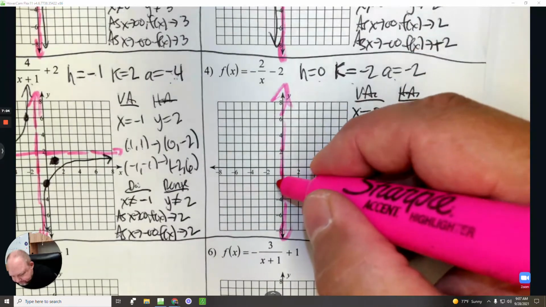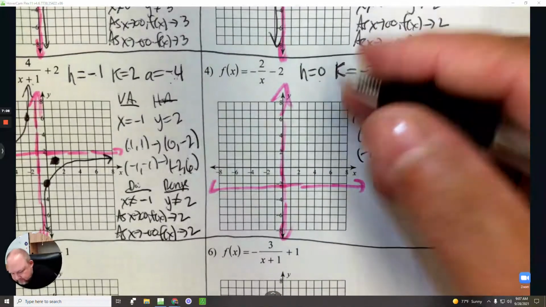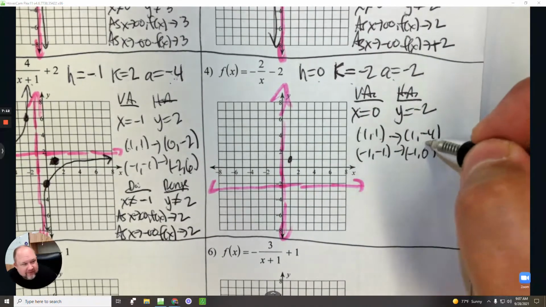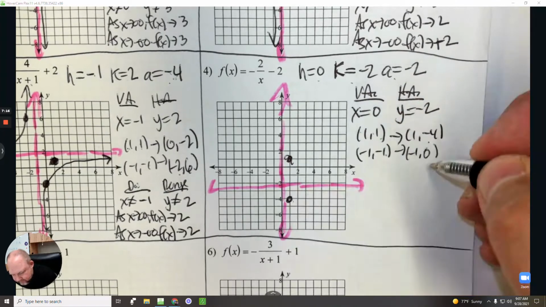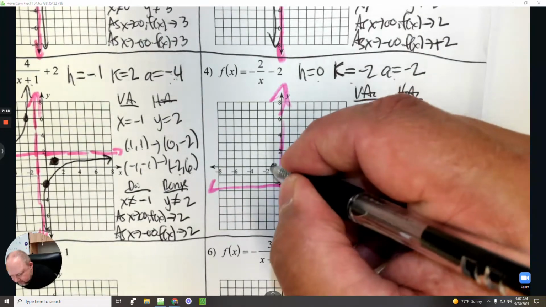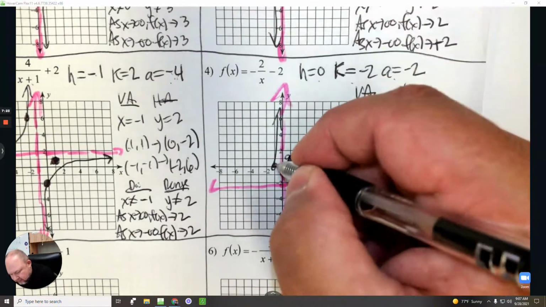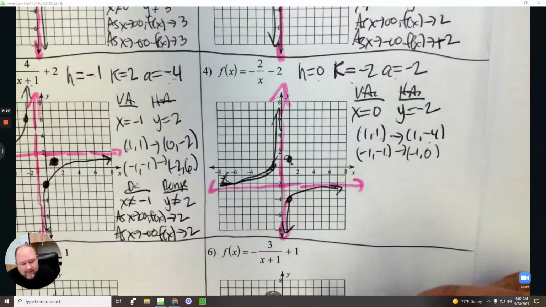Asymptotes. Points. I keep doing that. I go right to there instead of here. So 1 and -4, or -1 and 0. Notice the reflection and what it does to the curve. You should be now more and more comfortable with the curve of a reciprocal.